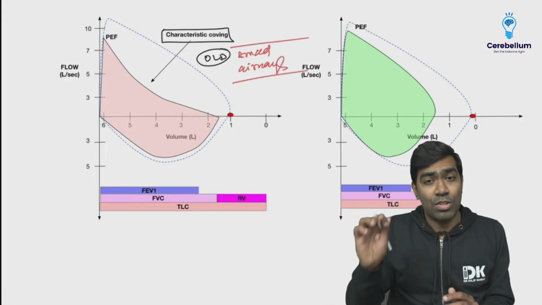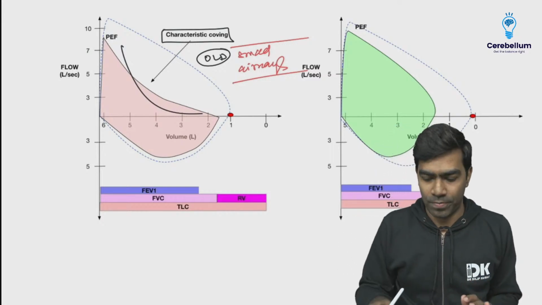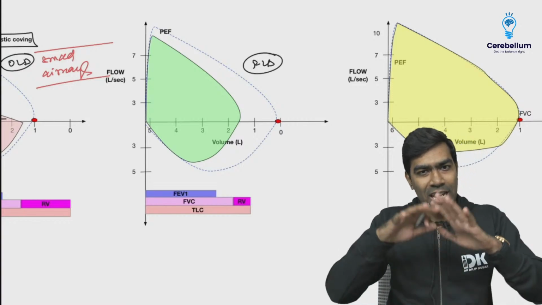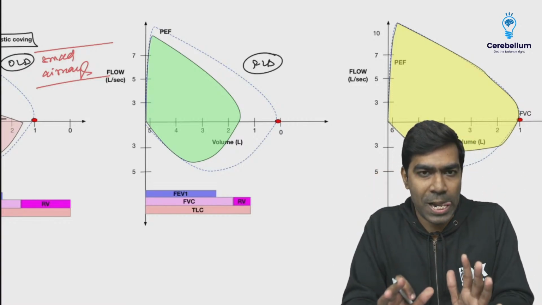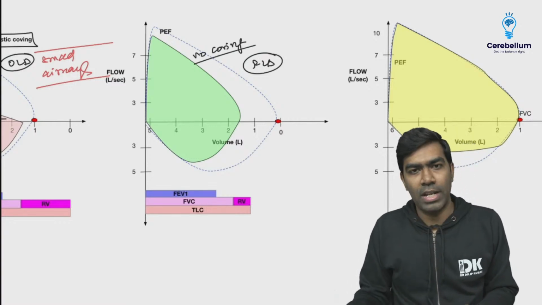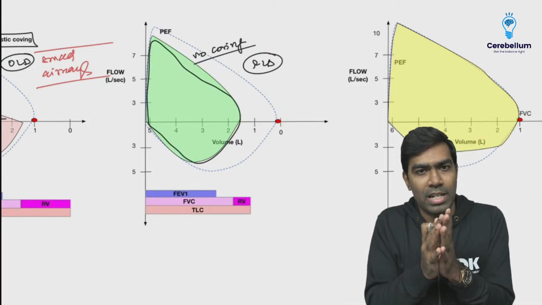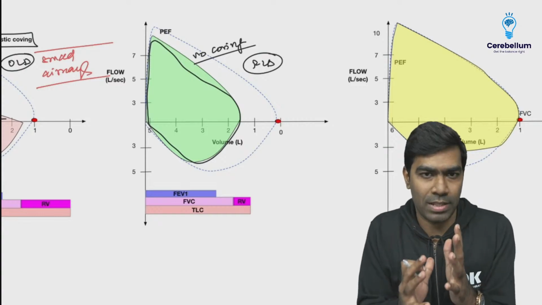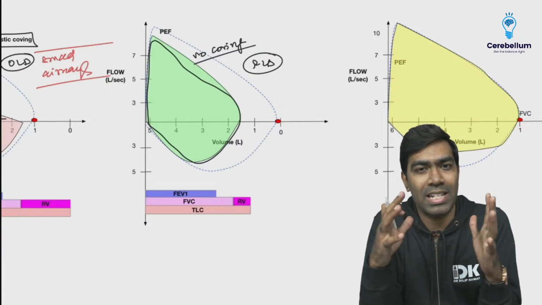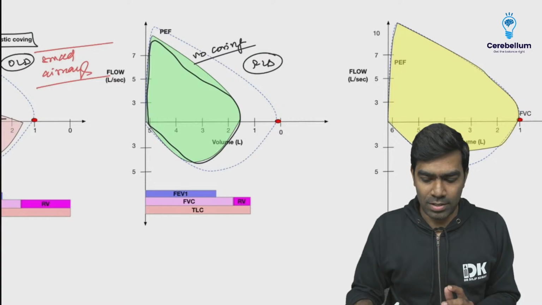I'll repeat again, small airways obstruction. You see a coving appearance like this, it is small airways obstruction. So what you're going to see in restrictive lung disease, the shape of the curve will be relatively normal. There won't be coving. The shape will be normal, no coving. But the size of the curve will be small. That is because of small FVC. Because of small FVC, the overall size of the curve itself will be small and it will appear as if it is shrunken. So that is restrictive lung disease.